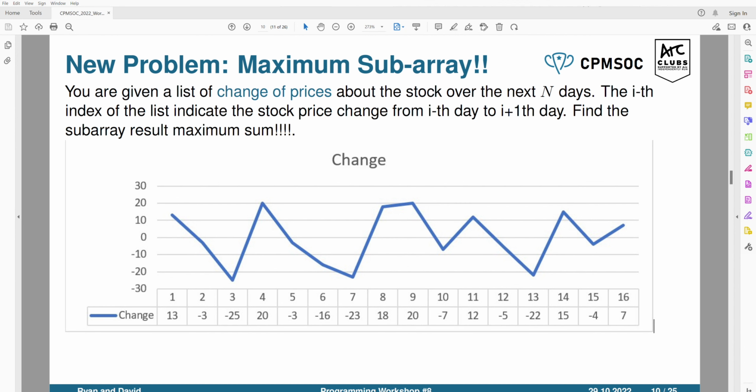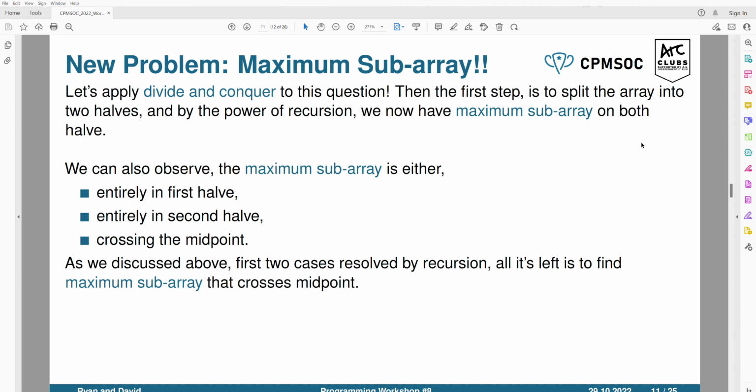So let's continue. Let's try to use divide and conquer for this problem. The first step, of course, is to split the array into two halves, and by the power of recursion, we now have the maximum subarray on both halves.